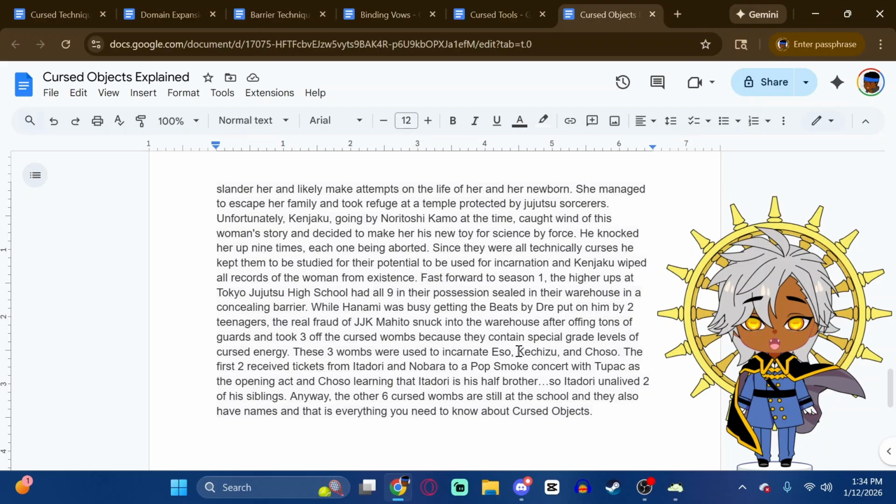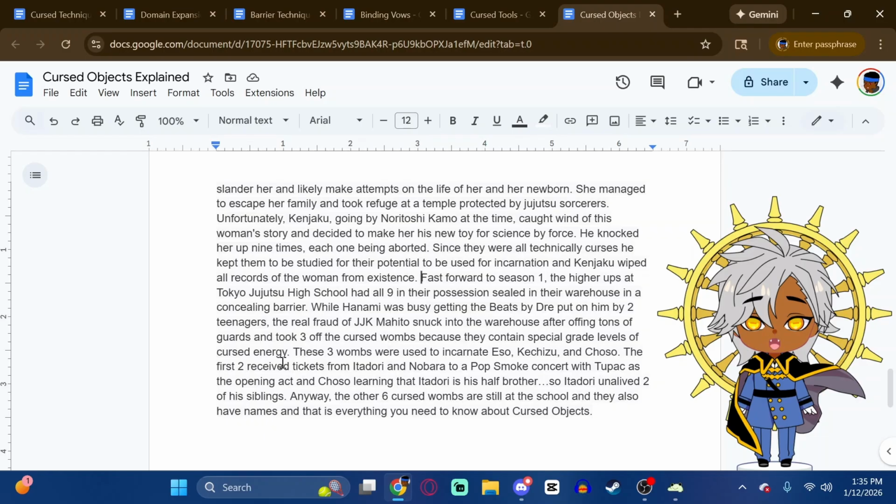But yeah, that fight in season one where Hanami was getting his ass whooped by Yuji and Todo, all of that was a distraction so that Mahito can go steal the death womb paintings from the warehouse. Eso and Kechizu are the two that Yuji and Nobara killed at the end of season one, and then Choso was the blood manipulator that is actually from the Kamo clan, and he's the one that does the piercing blood technique. He's the one that Yuji fought in the bathroom where they had that fight inspired by The Raid.